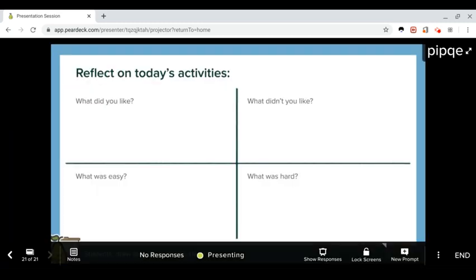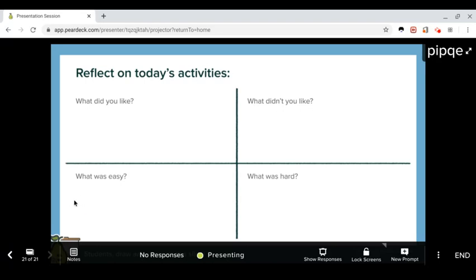And one of the last reflections is pretty much, what did you like, what didn't you like, what was easy, and what was hard. I've done this activity with my students before, and there were some who liked the entire thing. They liked the participation aspect, the engagement. Sometimes they gave me feedback that I was going a little bit too fast, and so they didn't have enough time to work on their problems, so I did try to slow down after that.